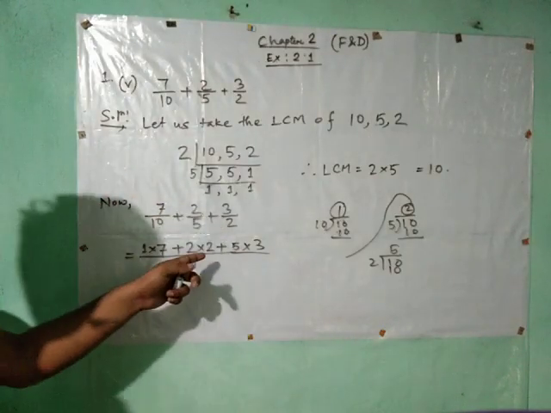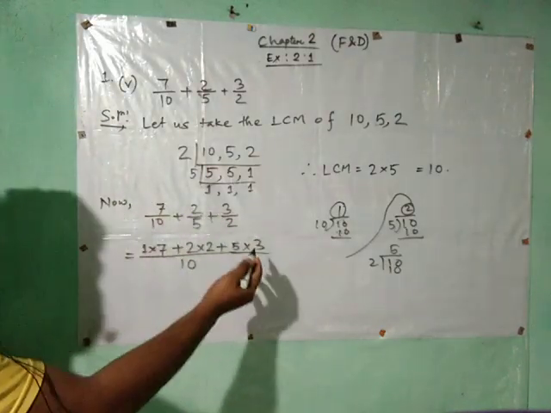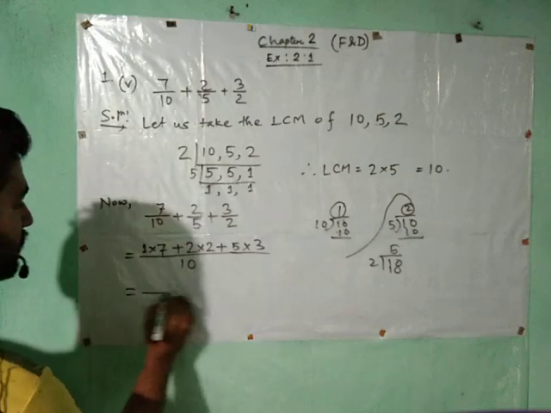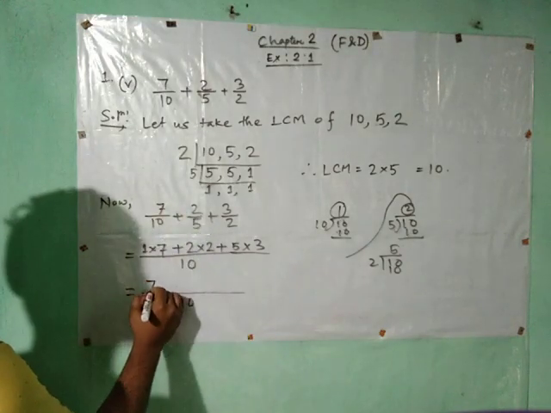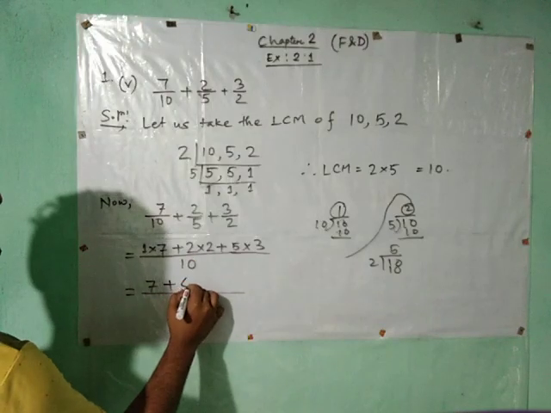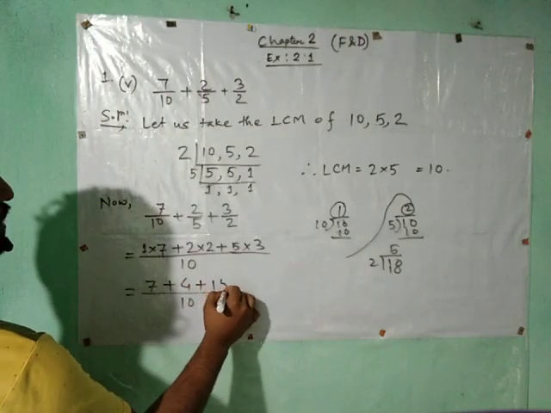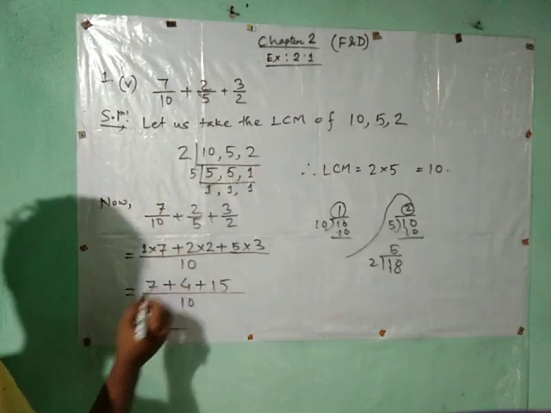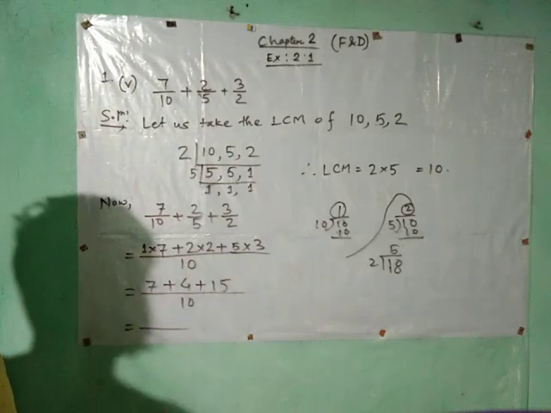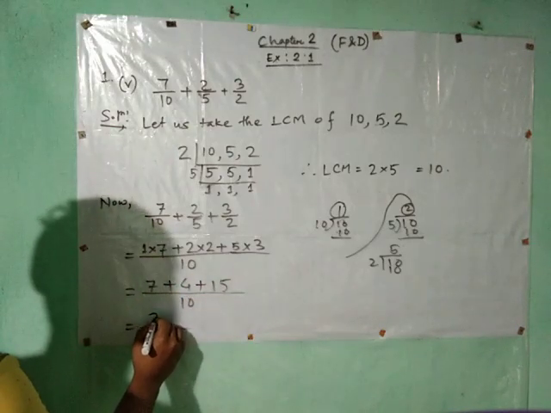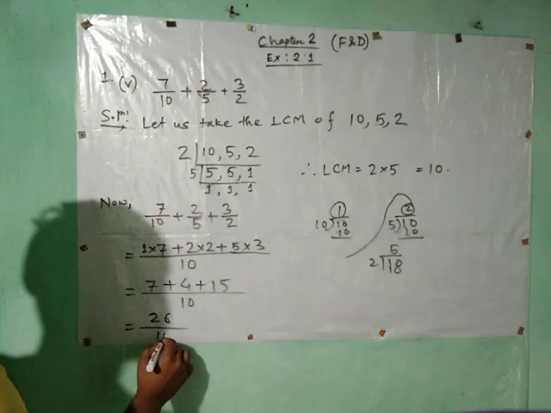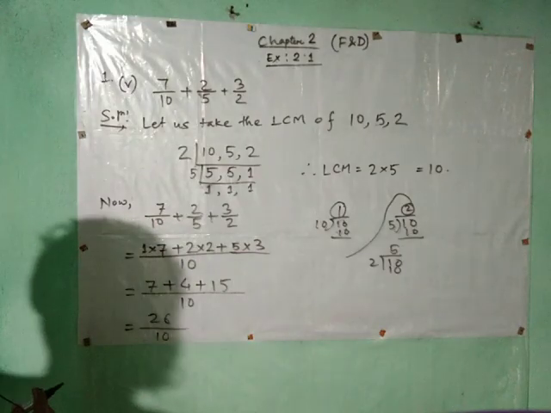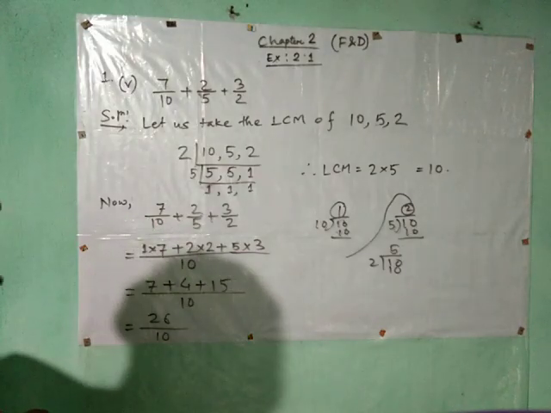Don't forget to put these numbers. Many of you have made this mistake. Please don't make this mistake, otherwise you will lose your marks. Now, equals, what will be below? 10 below. Above, 7 plus 4 plus 5 into 3, that is 15. If you add them, 7 plus 4 is 11, 11 plus 15 is 26. Down 10. Yes or no? Am I right, or have I made some mistake?